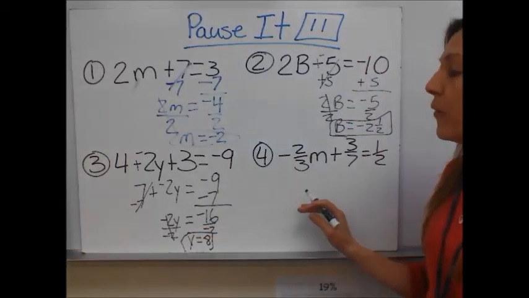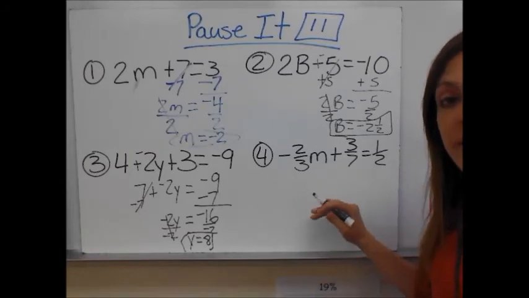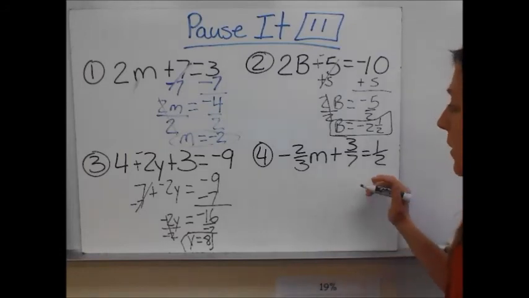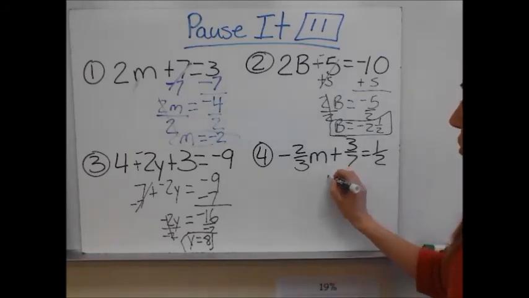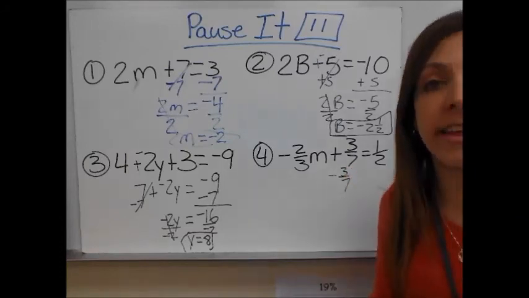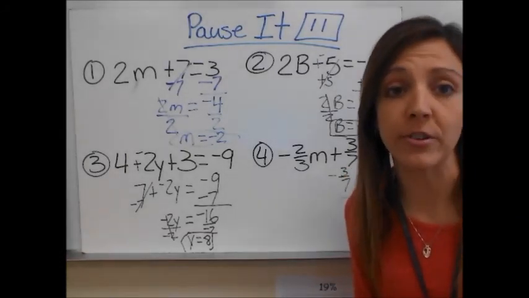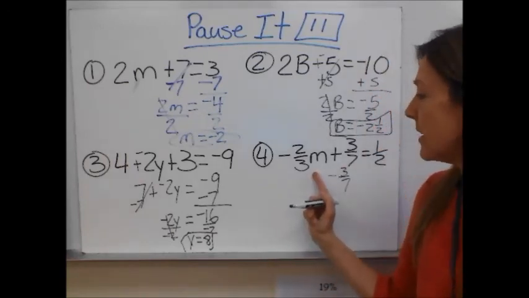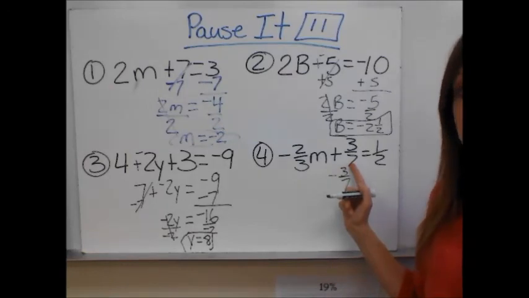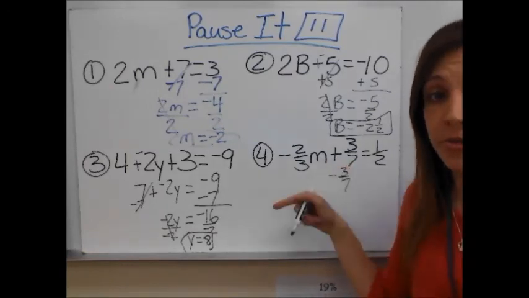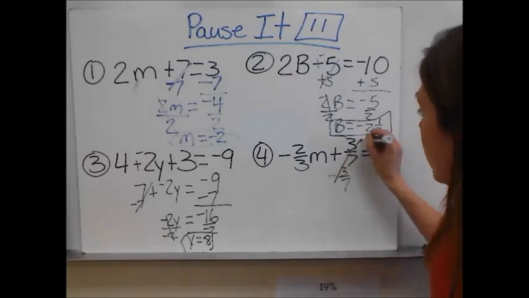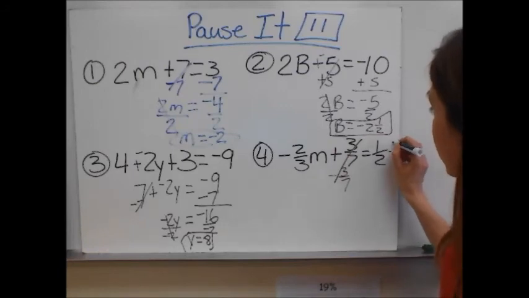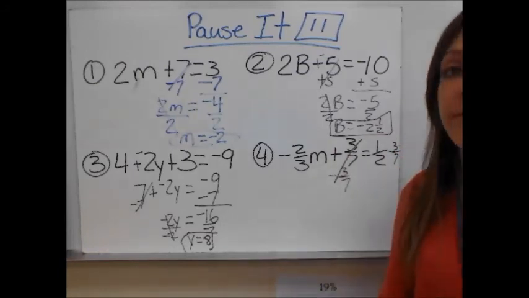All right, let's try number 4. Negative 2/3 m plus 3/7 equals a half. So I'm going to subtract 3/7 because rule number 1 is isolate king variable using inverse operations, begin with addition and subtraction. King variable's on the left side, and I'm adding 3/7 to king variable, so subtracting 3/7 will get rid of that. So I'm going to subtract 3/7 from the right side also.